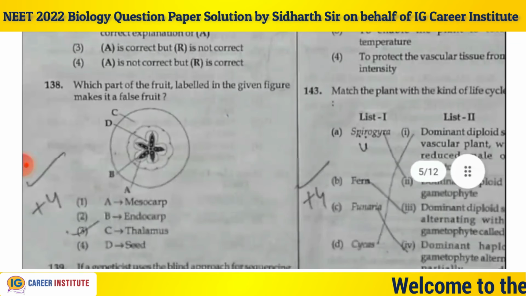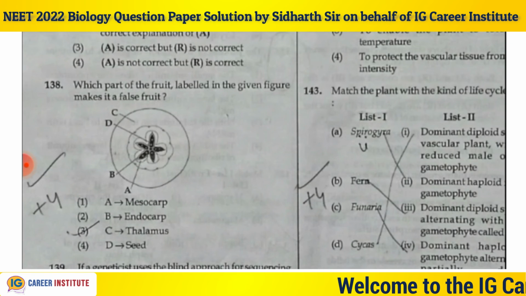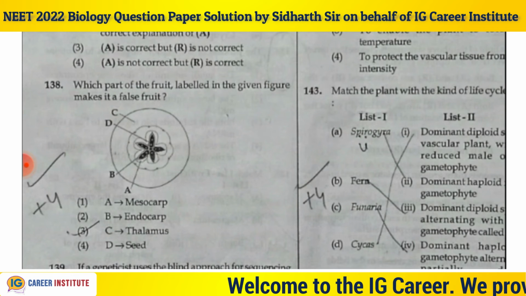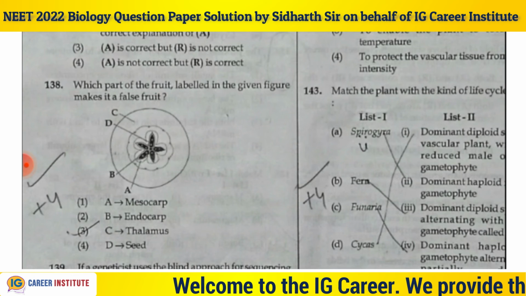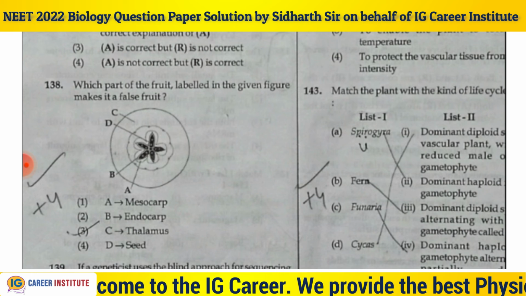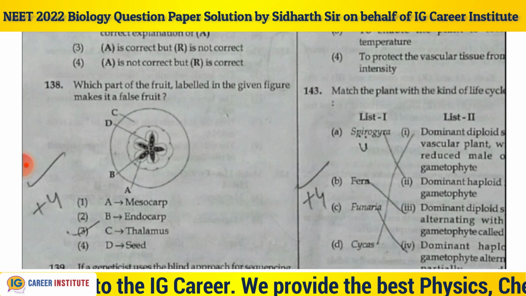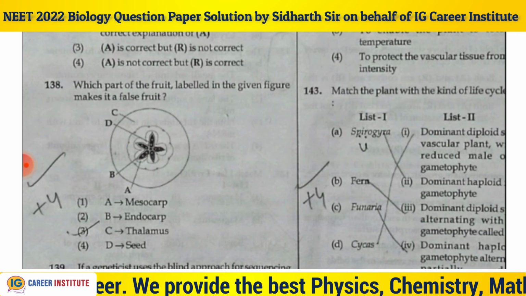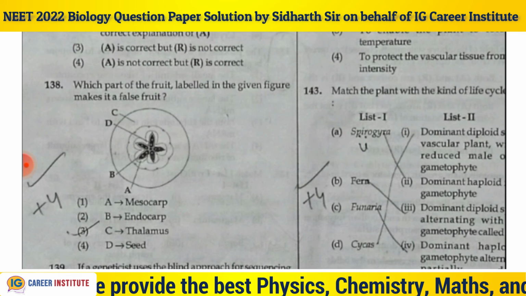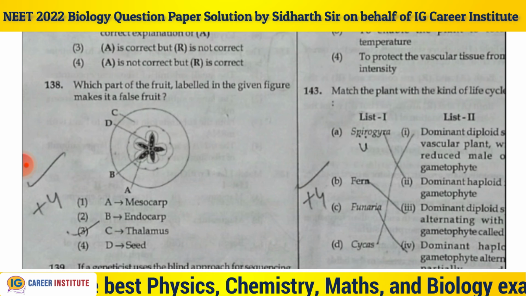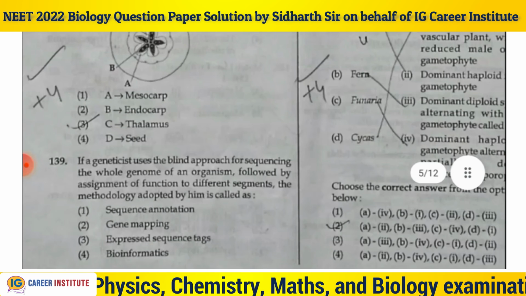Question 138. Again, an image from NCERT. I always told my students to please go through the image and read what is written under it. This brought fruit. Obviously it's a question from the fruit part of the plant reproduction chapter. Which part of the fruit labeled in the figure makes it a false fruit? It's the thalamus. You can get it from NCERT.